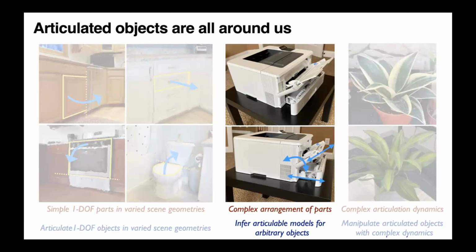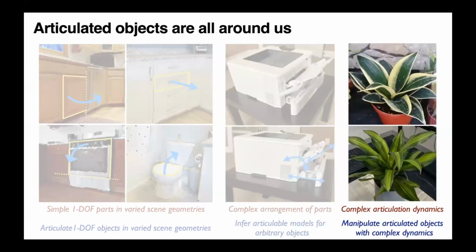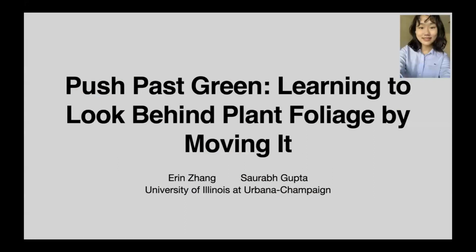Okay, I think I might have a little more time that I'll talk about manipulating articulated objects with complex dynamics. This is some work with Erin Zhang, who is another student in my lab, and this is called learning to look behind plant foliage by moving it.